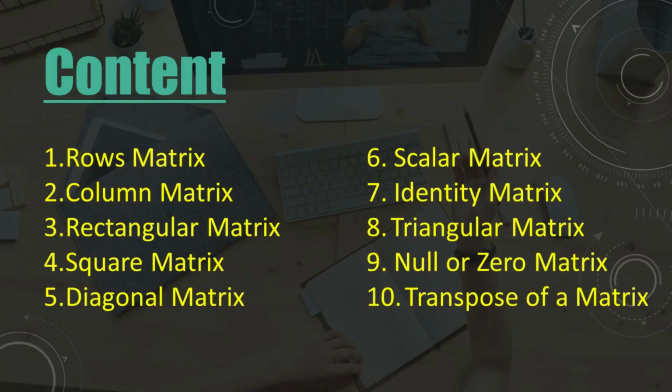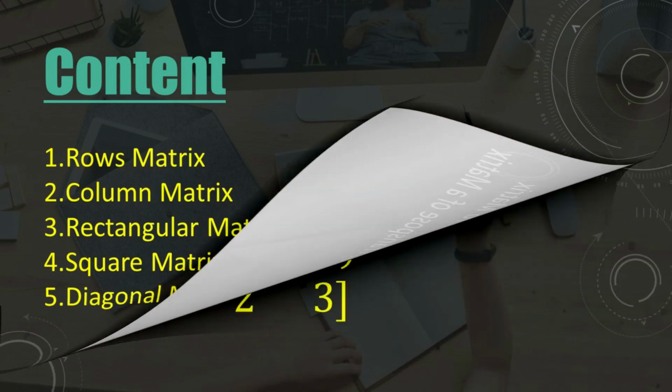Okay children, this is the content of matrices. First we have row matrices, column, rectangular, square matrices, diagonal matrices, scalar, identity matrix, triangular, null or zero matrix, and transpose matrix. This is the content of matrices. Okay, let's discuss one by one.